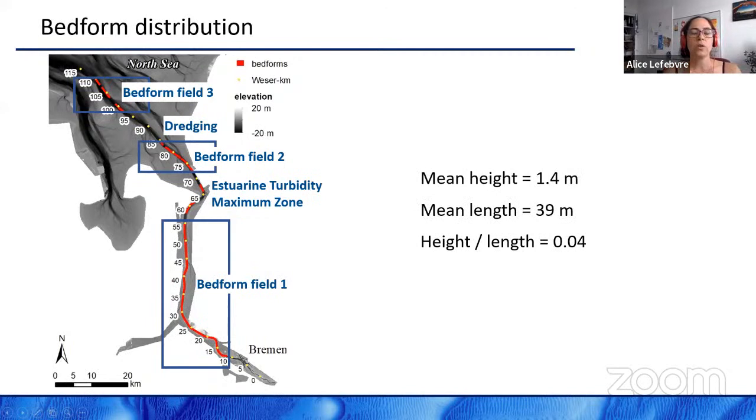All in all, the dunes have a mean height of 1.4 meters and a mean length of 39 meters, with a height over length ratio of 0.01. For those who know bedforms, it's actually quite steep. It's a lot steeper than we thought. It's not like the marine dunes, which are like sand waves, which are usually a lot flatter. Here we're actually talking about real, quite steep dunes. And now, although there is a lot to say about the other two bedform fields, I will concentrate on bedform field 1.